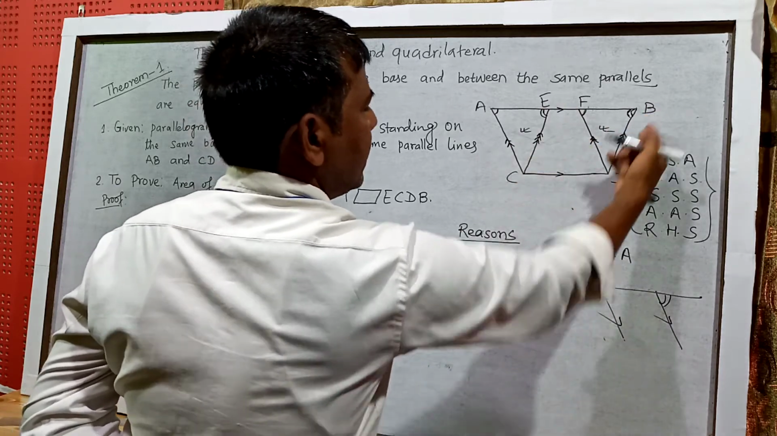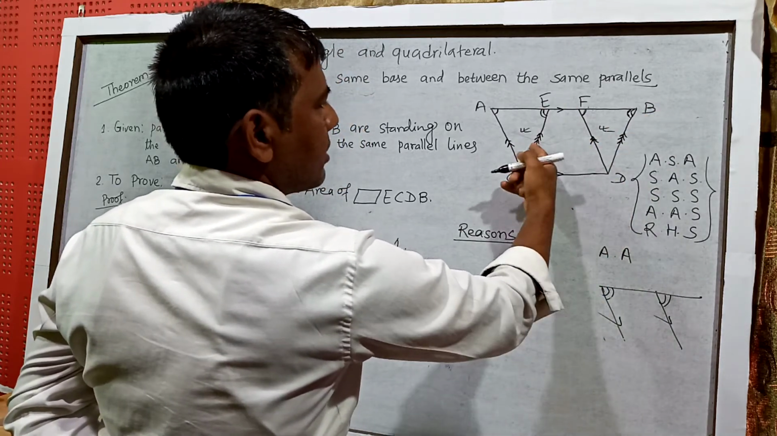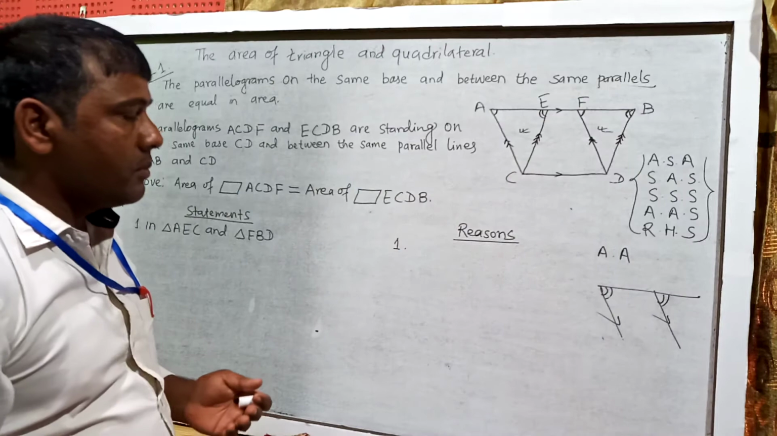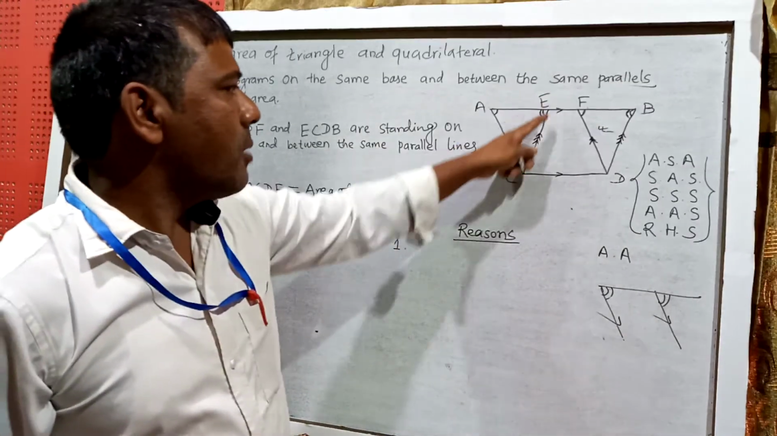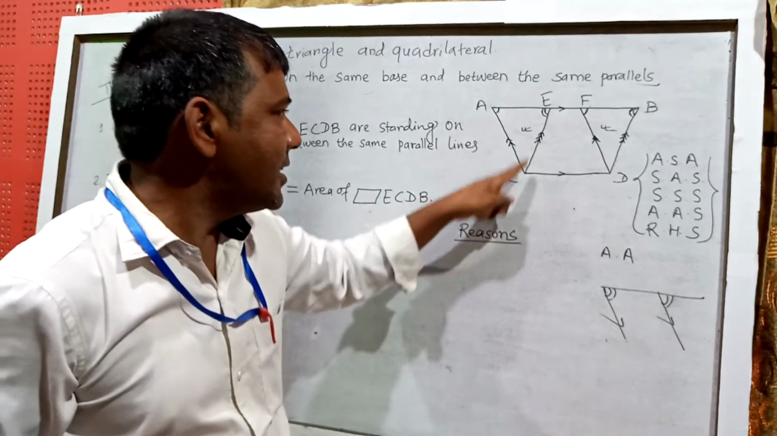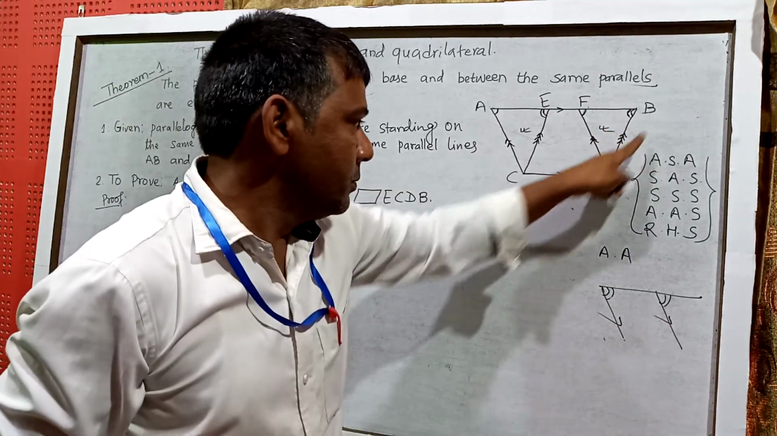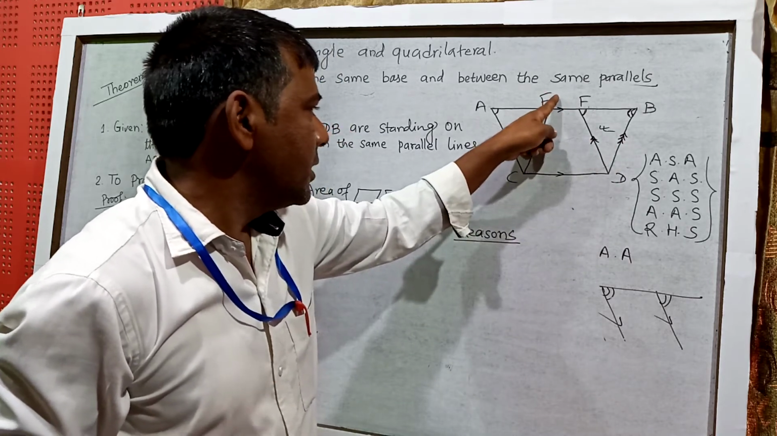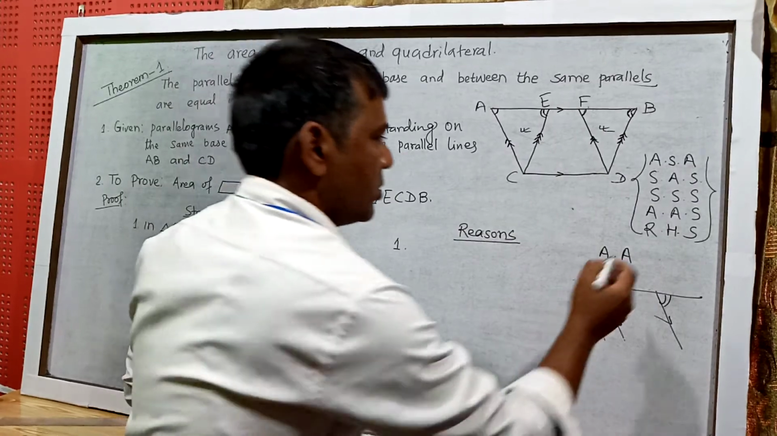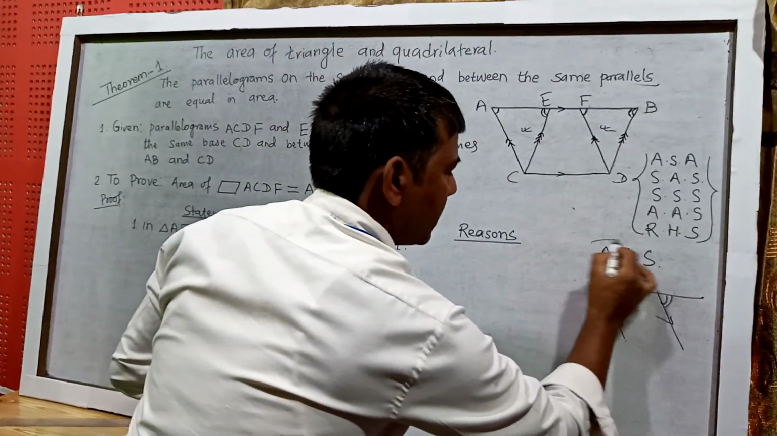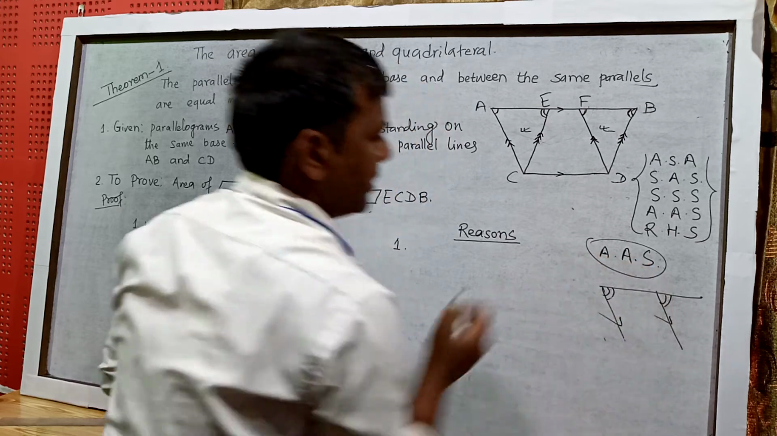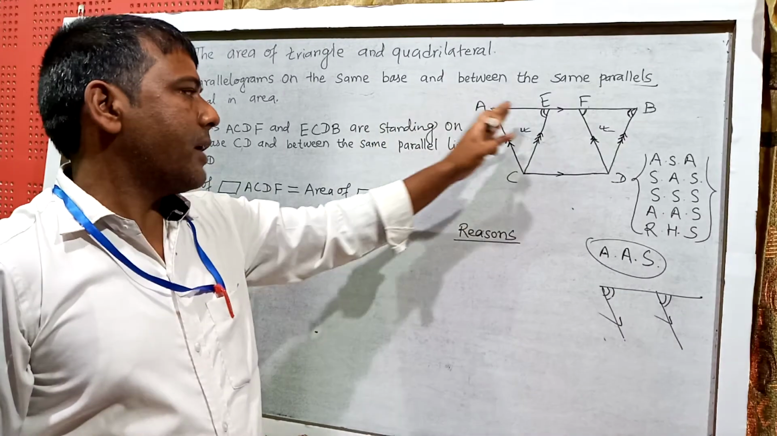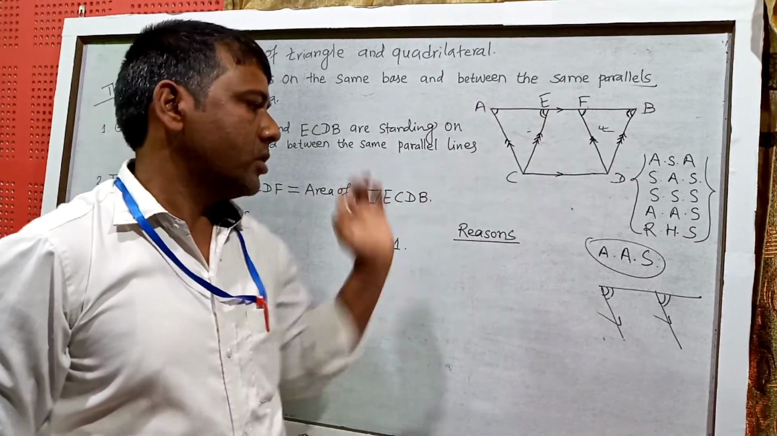EC and BD are equal because they are the opposite sides of the parallelogram. ECDB is a parallelogram, and we know that the opposite sides of a parallelogram are equal. So EC equals BD because they are the opposite sides of parallelogram ECDB. So the sides are equal. By the axiom angle side, these two triangles become congruent.